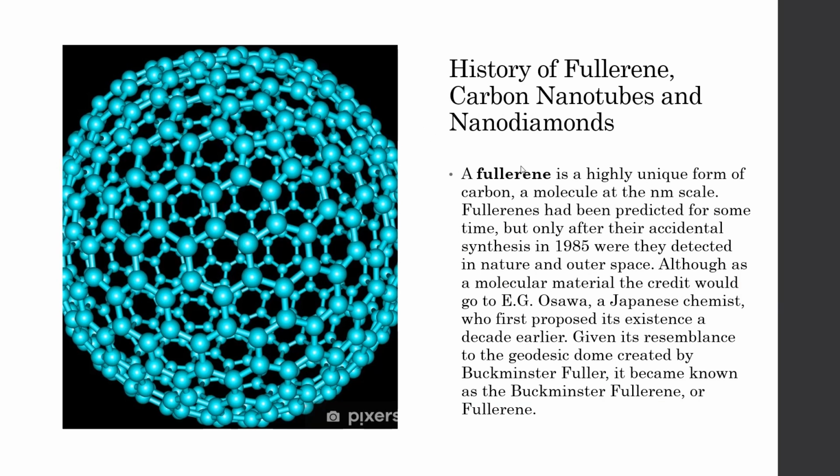So, first I'd like to talk about the history of fullerene, carbon nanotubes, and nanodiamonds. As we see here, this is a fullerene, and it's a highly unique form of carbon, a molecule at nanometer scale. Fullerenes had been predicted for some time, but after their accidental synthesis in 1985, they were detected in nature and outer space. Although as a molecular material, the credit would go to E.G. Osawa, a Japanese chemist who first proposed its existence a decade earlier, around the 1970s.